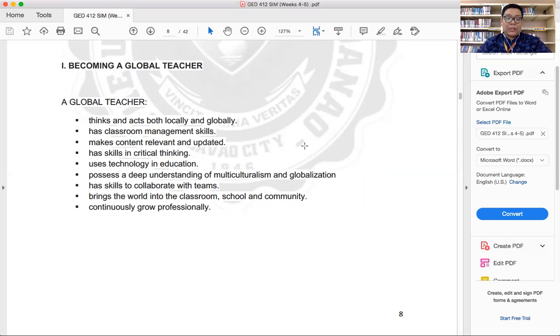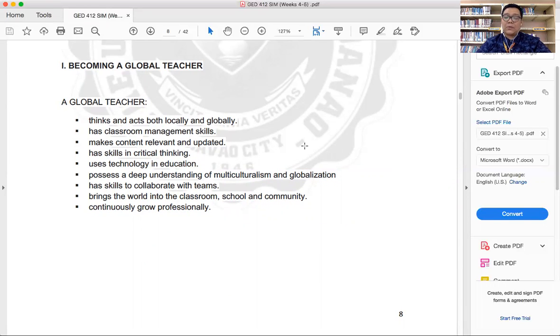A global teacher has skills to collaborate with teams. Teamwork is also essential for a global teacher. If a global teacher wants to succeed or progress in his or her career, then he or she must know how to collaborate well with people in the workplace.